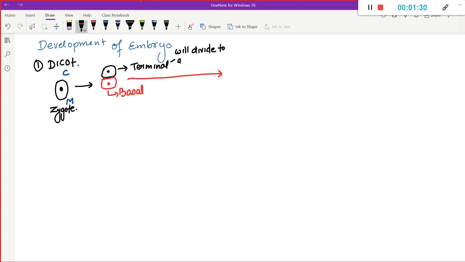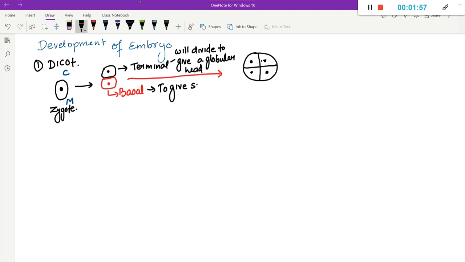to give a globular head. Okay, so this terminal cell will divide to form a globular head which is now containing 4 different cells. Now on the other hand, this basal cell will divide to give suspensor. Now if we are looking at suspensor, what do we have?